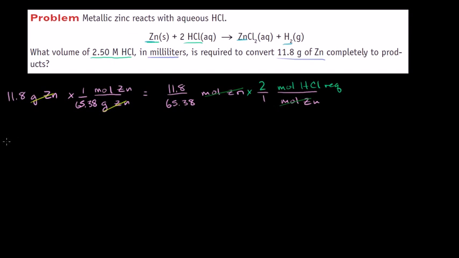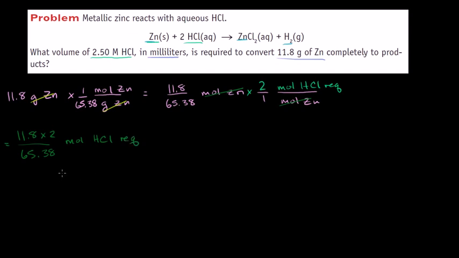And what does this give us? This gives us, and I'm not even going to do the math, it's 11.8 times 2 over 65.38. And then we're left with moles of hydrochloric acid, HCl, required.